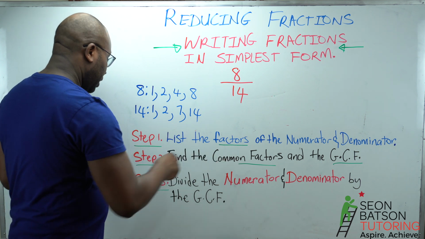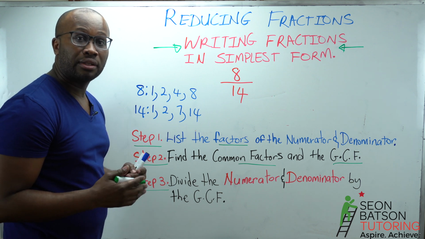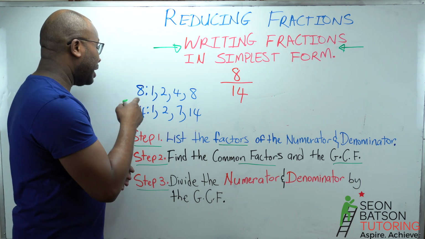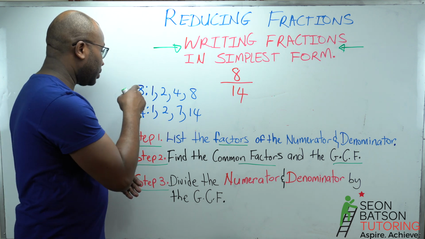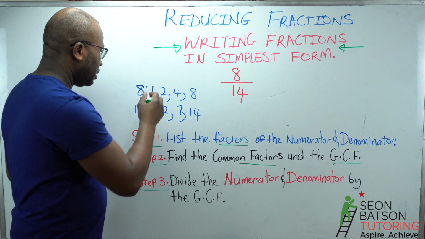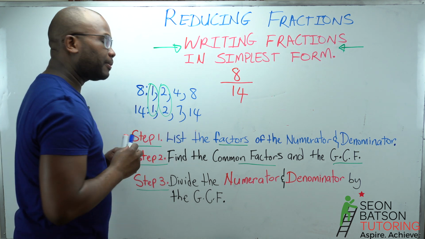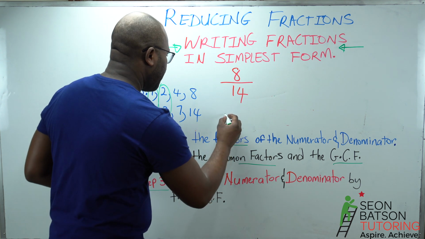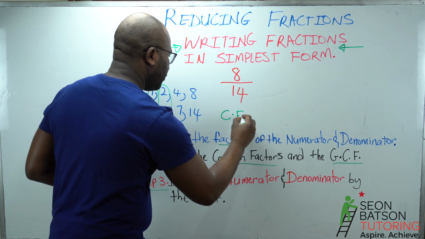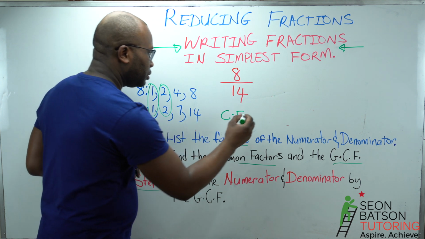Step 2, we'll first find the common factors. And the common factors will be all the factors that belong to both the numerator and the denominator, or all the factors that belong to 8 and 14. Common factors are 1 and 2. So we'll put CF right here. CF represents common factors, and the common factors are 1 and 2.